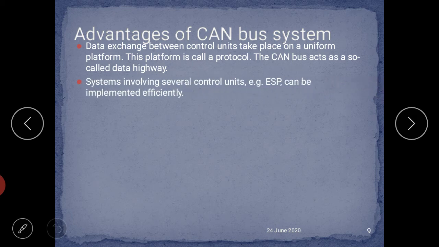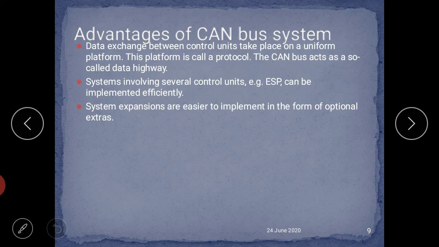So second, the system involves several control units. So several control units can be involved, and they can perform their functions efficiently. Okay. So there are different controls like the ABS control unit, electrical control unit, engine control unit, other sensor control units. So different control units are connected to each other via a single common platform. In this case, system expansions are easier to implement. Okay, so I can easily expand my system according to my need.